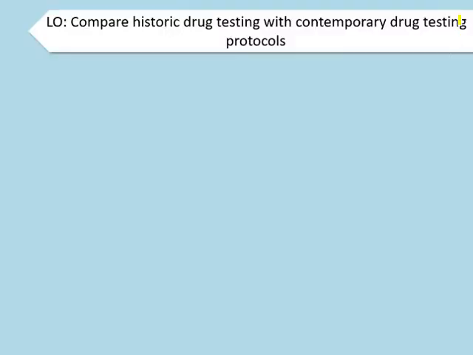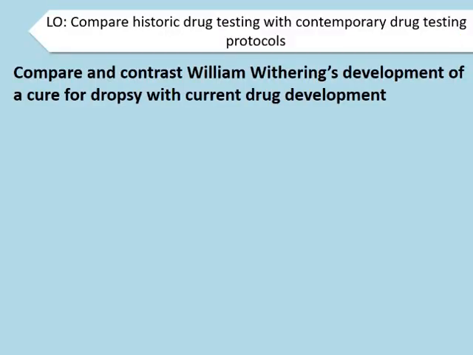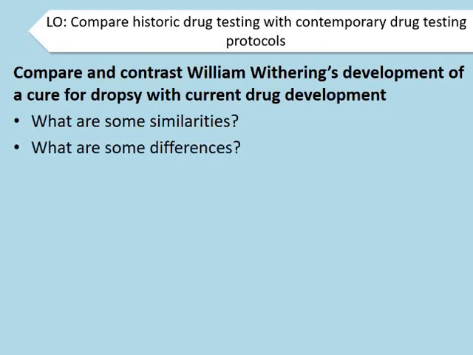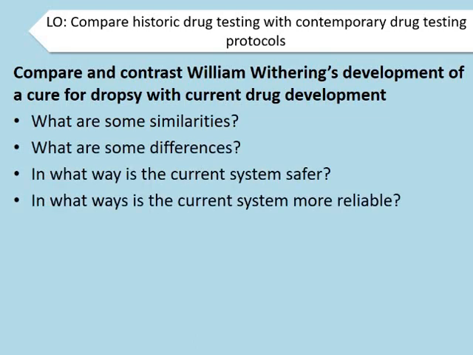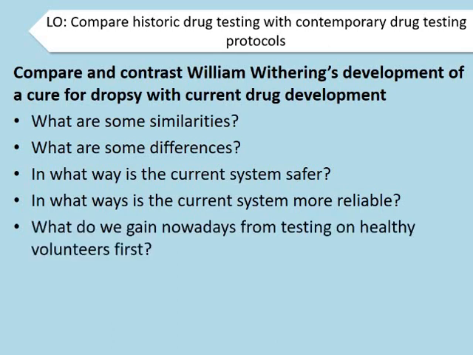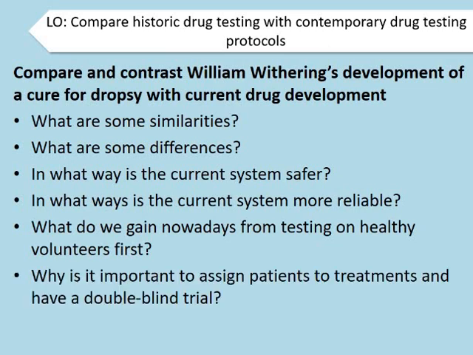So let's bring both things together now. We want to compare and contrast William Withering's way with our current drug development timeline. I would like you to pick out some similarities, some differences. In what ways is the current system safer? In what ways is the current system more reliable? What we gain from testing on healthy volunteers first, and why you would need to assign patients to treatment and also have a double-blind trial. So pause for now and let's answer these few questions.